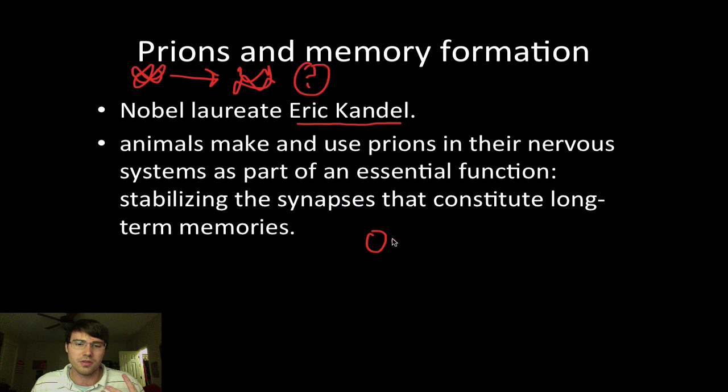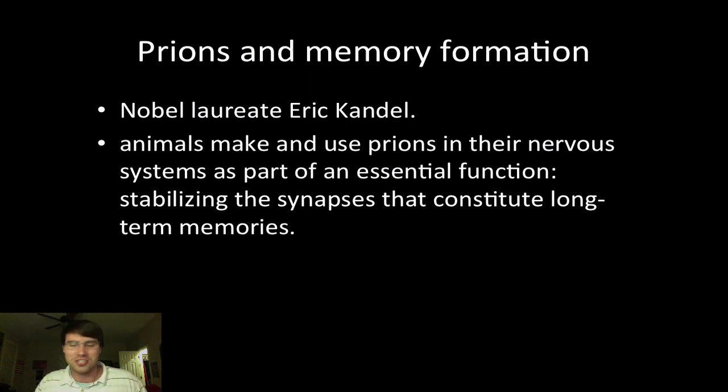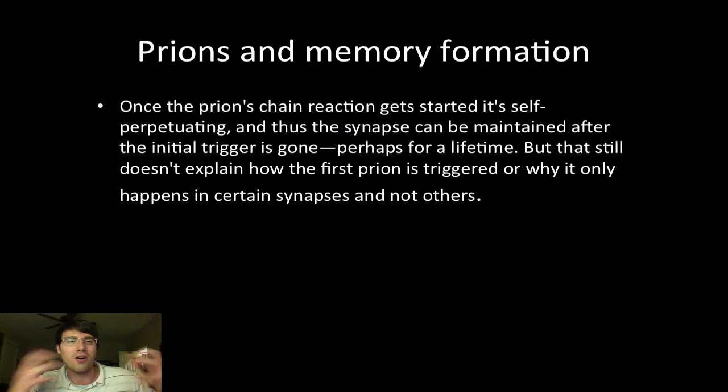It's actually kind of difficult when you think about how neurons can stay so well connected for so long. I still remember how to ride a bike, yet I haven't done it in a very, very long time. I still remember all the combos to Lord of the Rings, the video game, and the PS4 just came out. So this is something that I thought was really helpful to show that they're not all bad. So once the prion's chain reaction for memory function gets started, it's self-perpetuating, and thus the synapse can be maintained after the initial trigger is gone, perhaps for even a lifetime.